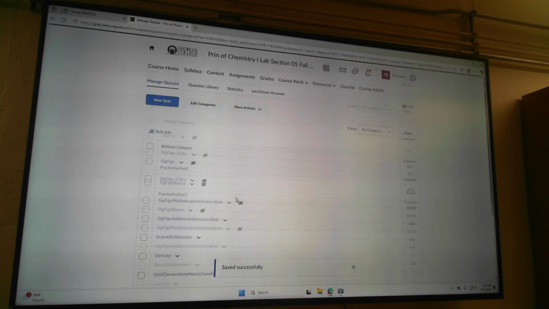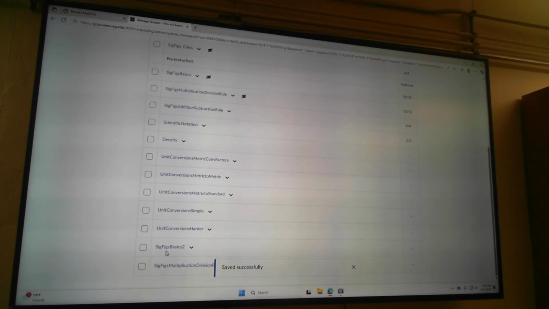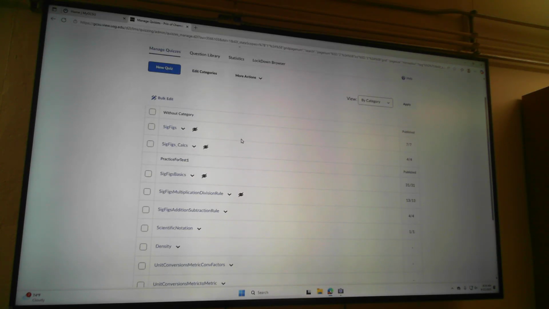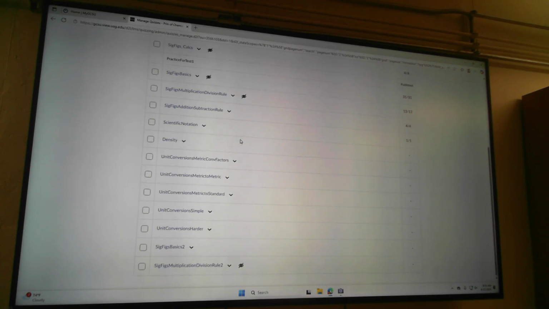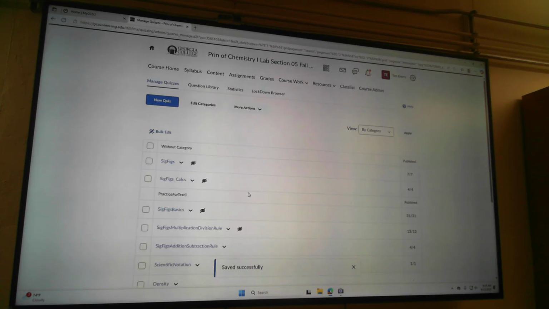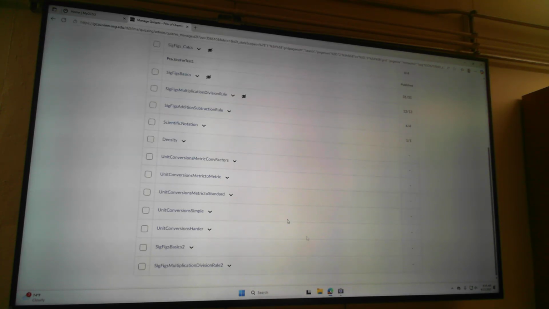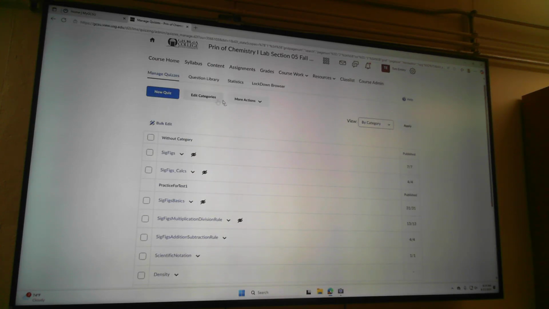In order to see if you've got this understood, it's significant figures basics 2, significant figures multiplication division rule 2. All right, let's audit some of the addition subtraction ones. Sig figs multiplication division rule 2 is hidden. Let's edit some of these, and then I'll go into it. I don't want us to spend all the class time editing my mistakes.